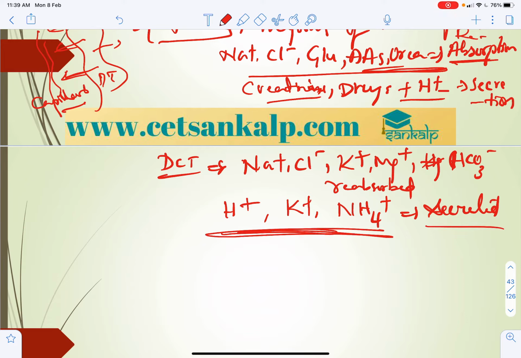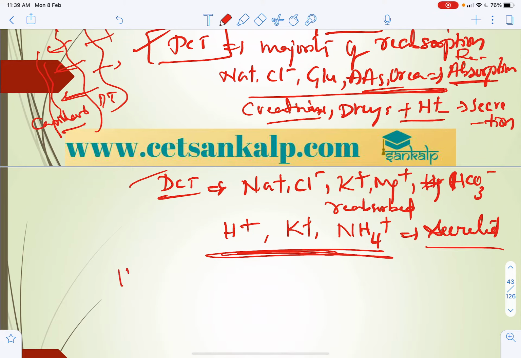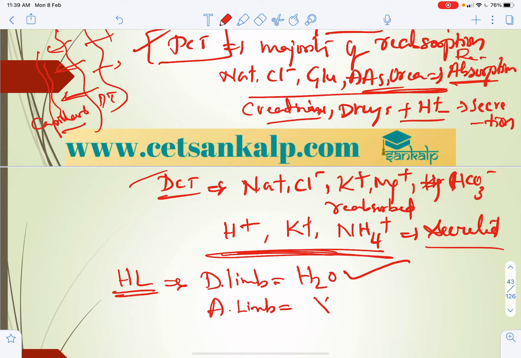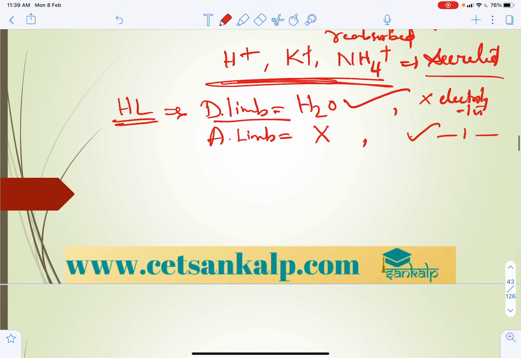So these processes are very important, and mainly here it takes place. And in the Henle's loop, which has two limbs, we're all familiar with that: the descending limb permits water, whereas the ascending limb is not permeable to water. The descending limb is permeable to water but not permeable to electrolytes, and the ascending limb is not permeable to water but permeable to electrolytes. So these are the things you have to keep in mind here.